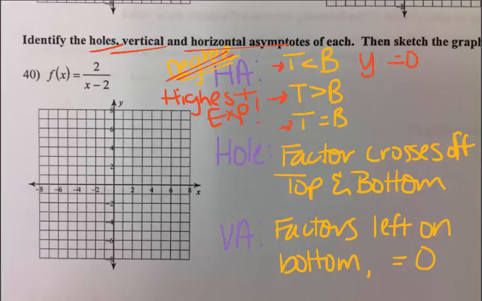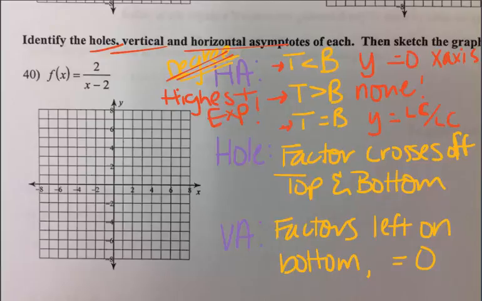If the top is less than the bottom, the bottom is the bigger piece, then we have a horizontal asymptote at y equals 0. That's the x-axis. If the top is greater, we don't have one at all. That's a none. And here's the big one. If they're equal to each other, it's a y equals line, LC over LC: leading coefficient over the leading coefficient. We jump to the numbers in front if they really do match.